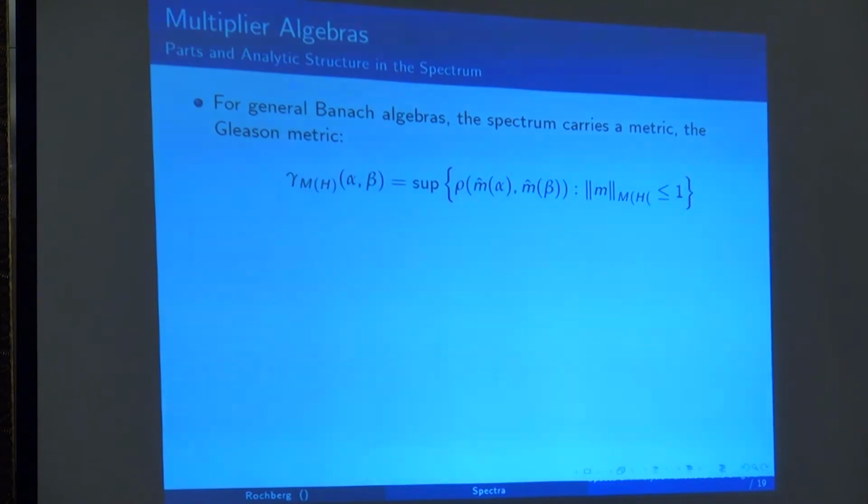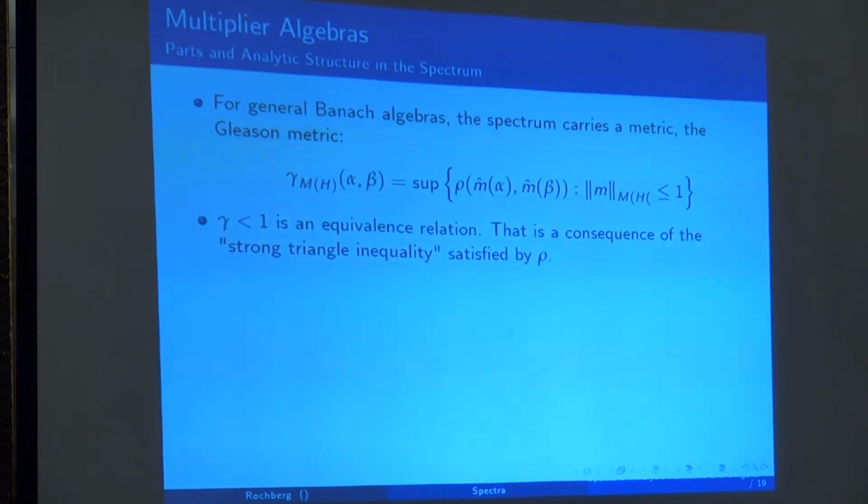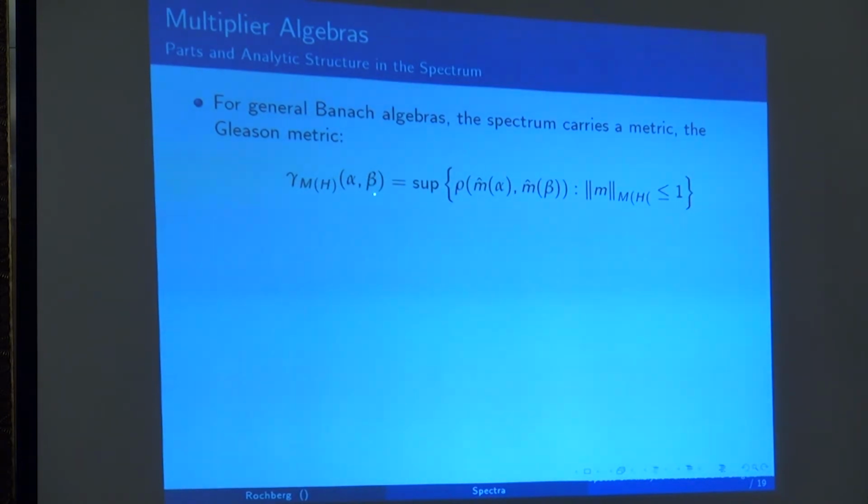So these general Banach algebras have a spectrum, and the spectrum carries a metric. The metric's the so-called Gleason metric, gamma. It says the distance between two multiplicative linear functionals, alpha and beta, is the supremum of the pseudo-hyperbolic distance of the multiplier applied to alpha and the multiplier applied to beta, where you take the supremum over all multipliers of norm 1.